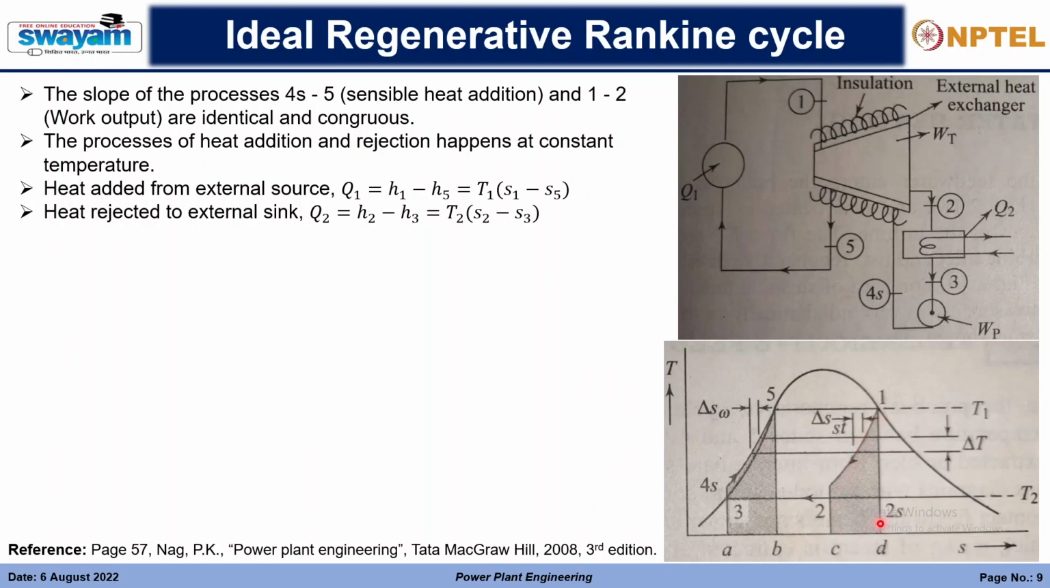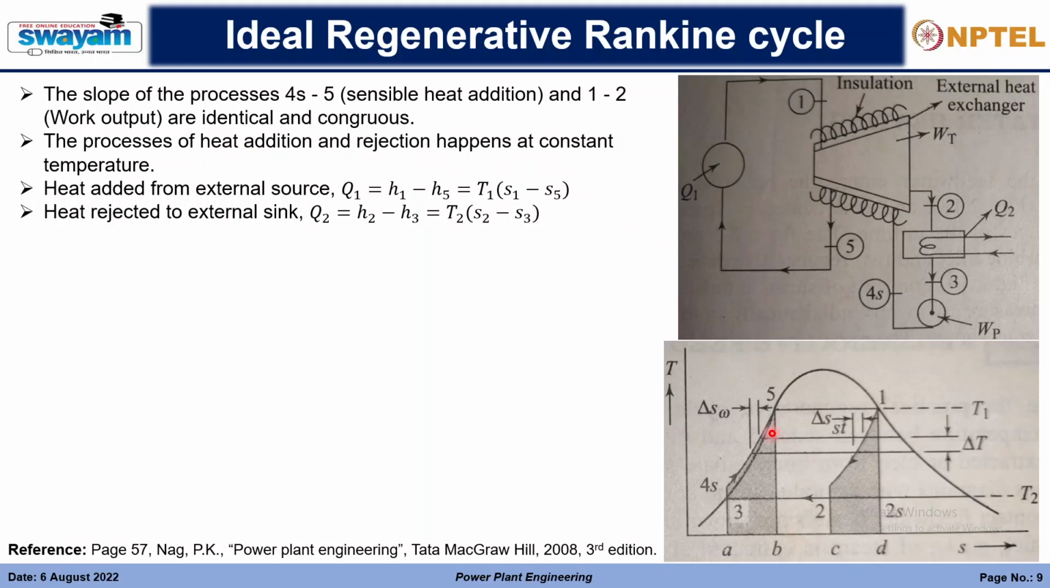You can see this whole area. This area indicates T del S, right? The area indicates the amount of heat being extracted. So if we consider a reversible process with perfect insulation, then the amount of this area will be the same as this area. That is why this curve and this curve would be almost identical. This is one of the facts for the ideal condition, and the processes of heat addition and rejection would happen at constant temperature.